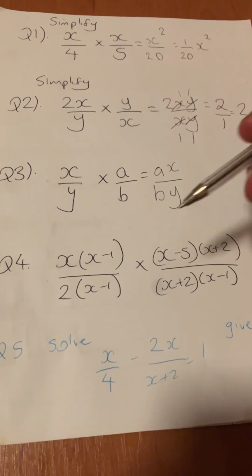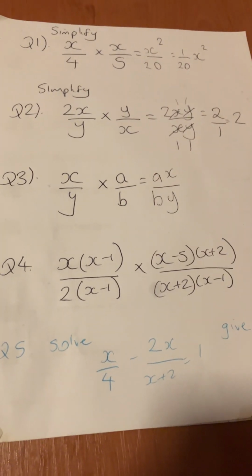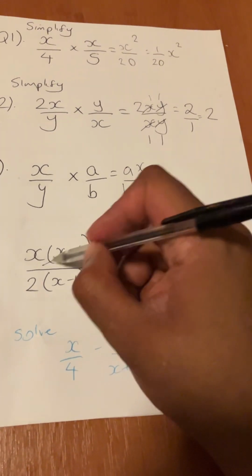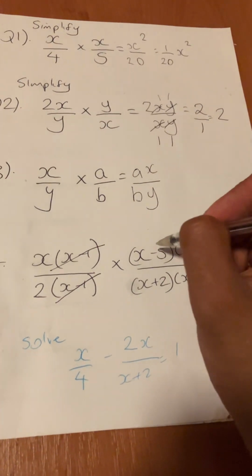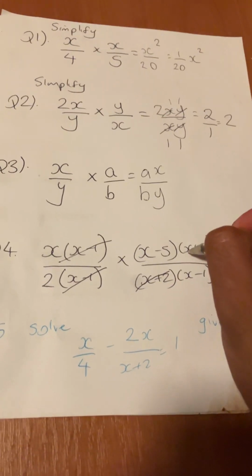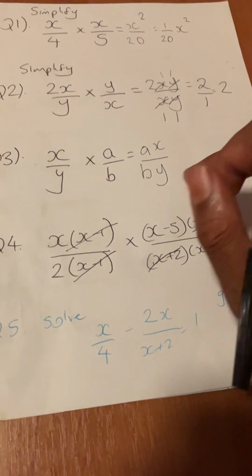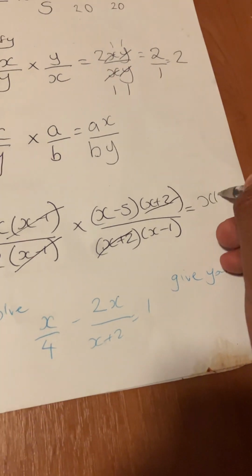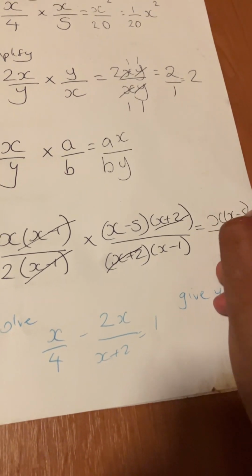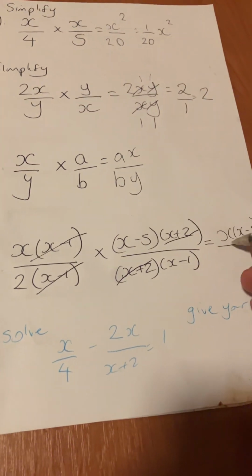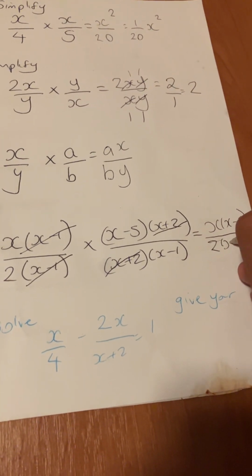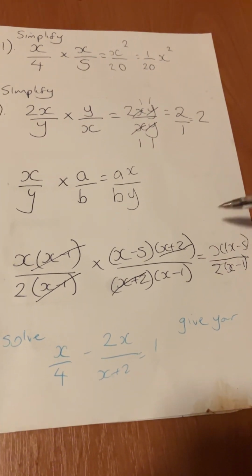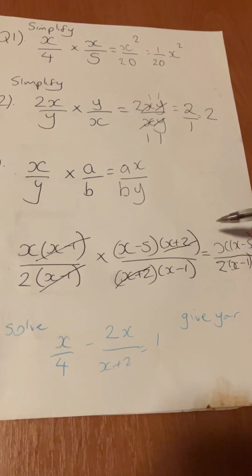Question number 4 here is a bit trickier. I've got this fraction times this fraction. First of all, I'm just going to do a bit of simplifying for each part. I can divide top and bottom by x minus 1, and I can divide top and bottom by x plus 2 for the second fraction. So what do I have left? Well, I have x lots of x minus 5, all over 2 lots of x minus 1. And that would obviously be my final answer. Now I can of course expand it. Believe it or not, that will also suffice in your Paper 2 or Paper 3 exam.